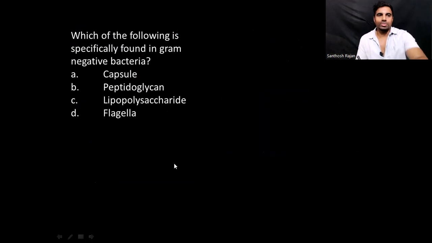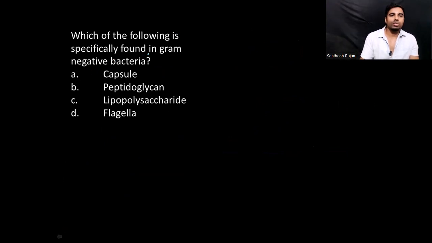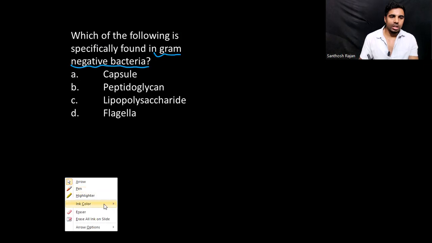Now let's go to the next one. Which of the following is found specifically in gram-negative bacteria? Gram-negative bacteria, which is the most specific one they have asked. Okay, this is a very important question. Now, I'm going to change the color, it will be easier for a second.